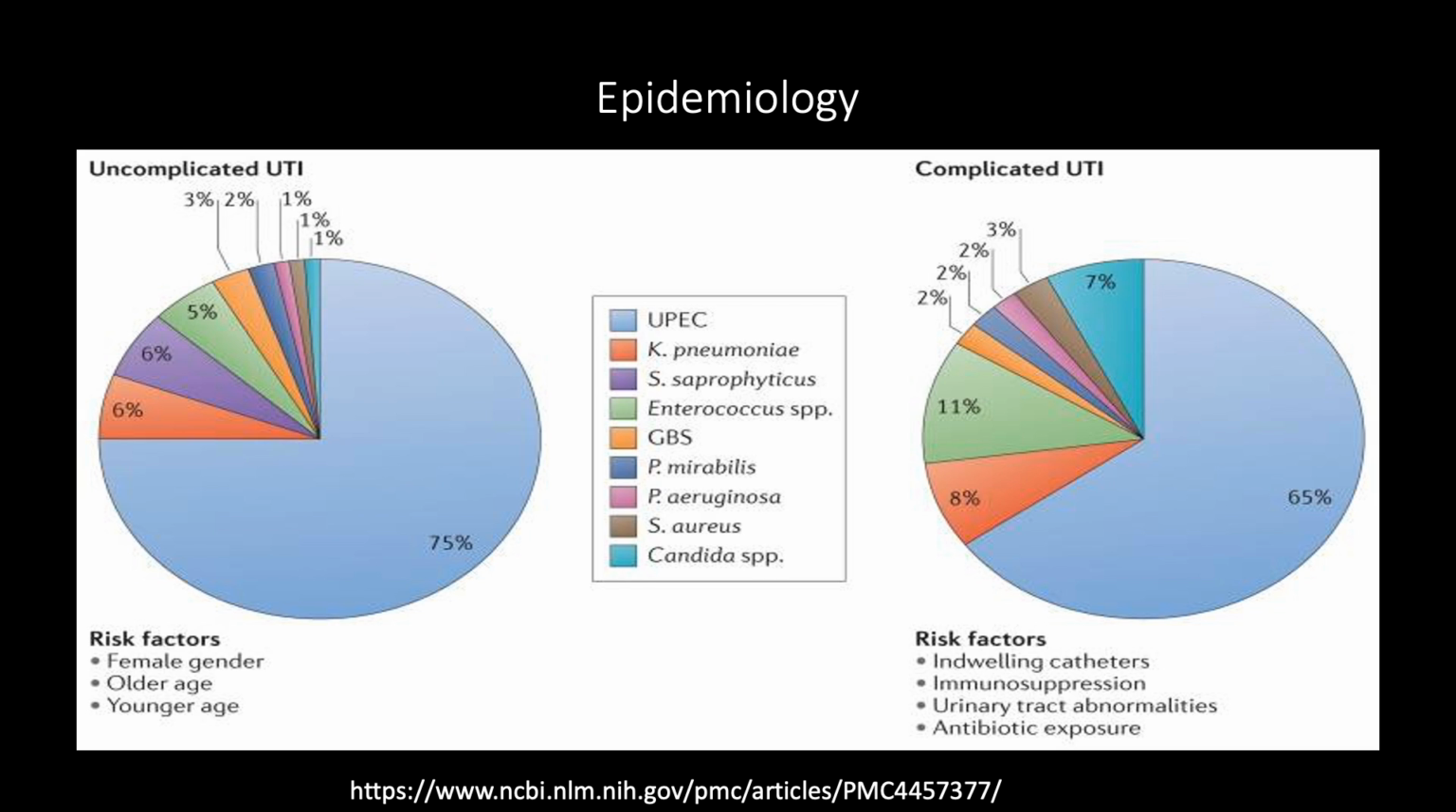The most common causative agent for both uncomplicated and complicated UTIs is E. coli. There are two other agents which appear to be more prevalent in complicated UTIs than in uncomplicated UTIs, and these are Klebsiella pneumoniae and Staphylococcus saprophyticus.